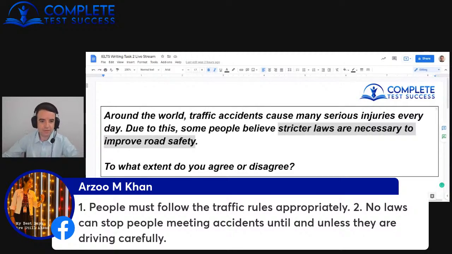And the second one, if you could rephrase that, Arzu, I'm not sure, but you're saying no laws can stop people meeting accidents. So you're saying stricter laws would not stop people from having accidents until and unless they're driving carefully. But the thing is, what's going to make them drive carefully? I don't understand the connection between laws not helping and when they will stop having accidents. I don't see the connection between those points in the second idea.